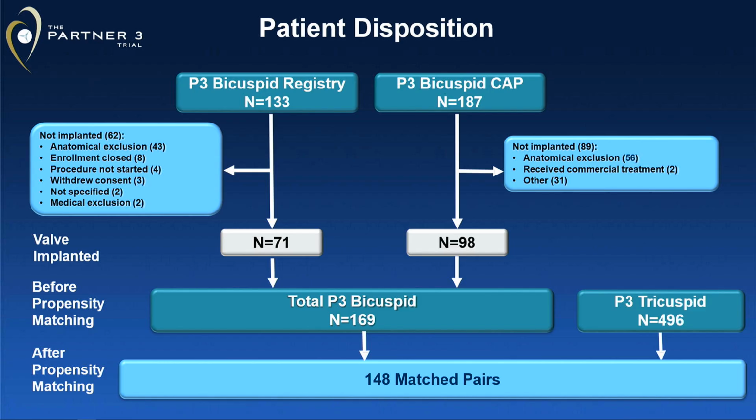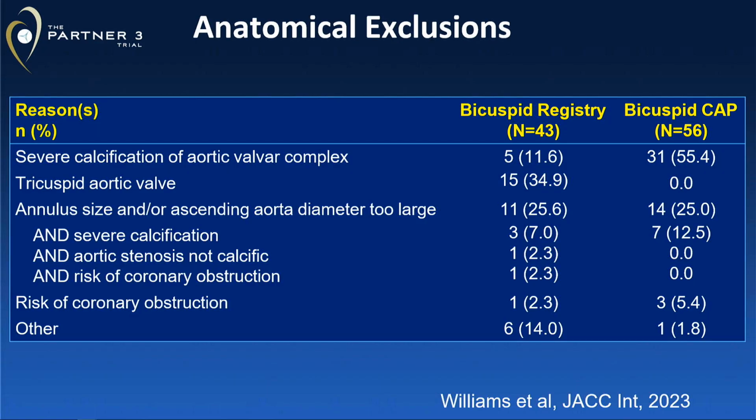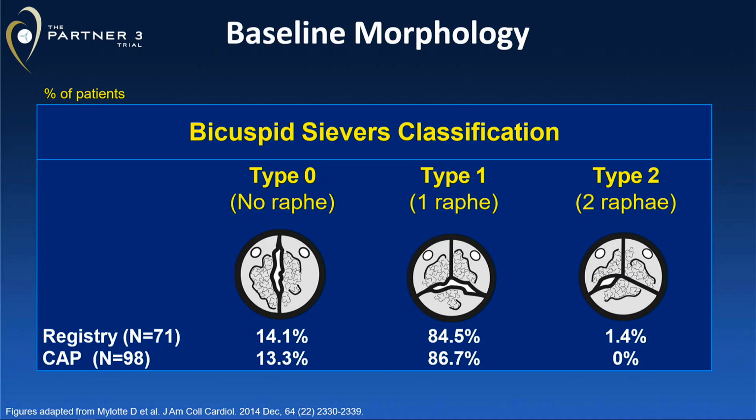We have 71 and 98, so a total of 169 patients were included. The way the FDA considers approval is to somehow compare it to tricuspid aortic valve for TAVR. So we compare this bicuspid registry, including both groups, and of course they have severe aortic calcification. Again, there are type 0, type 1, and type 2. Most commonly, we are treating the type 1 raphe patients, and this is the most common type treated by TAVR.